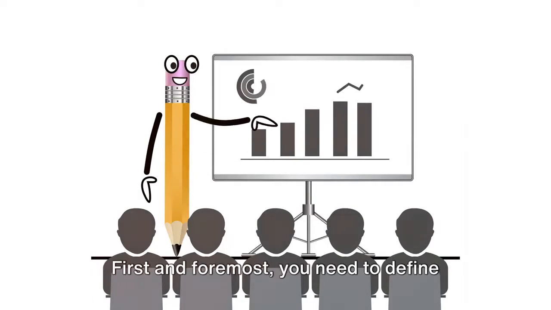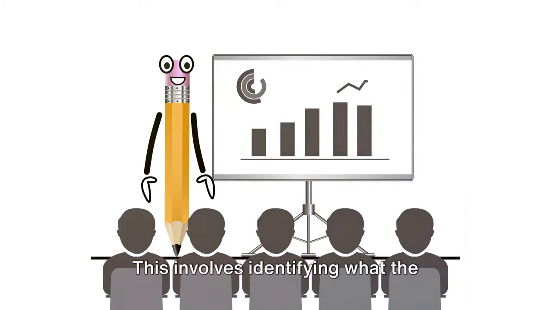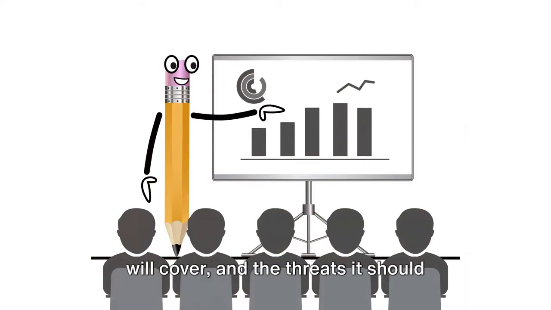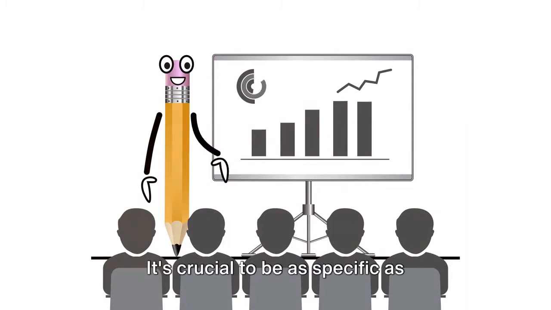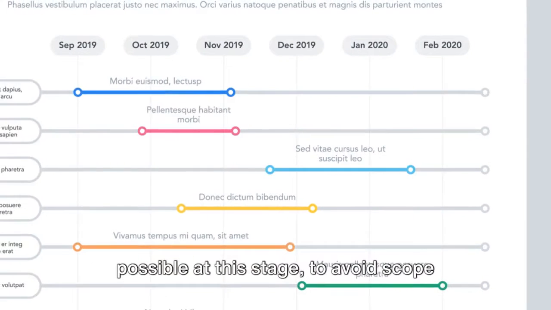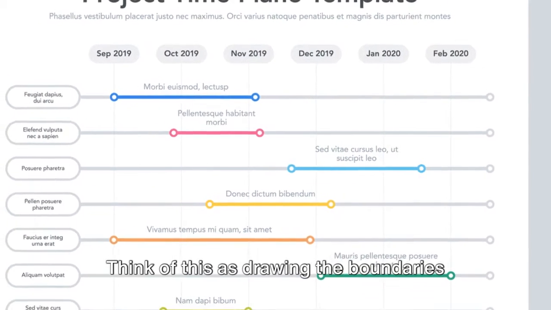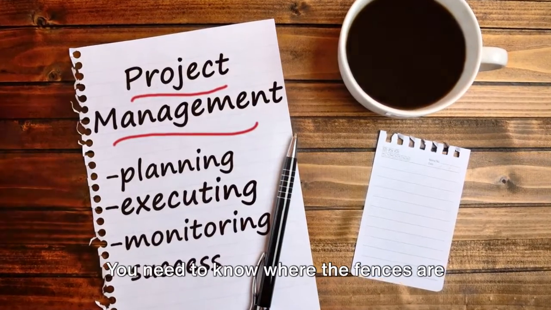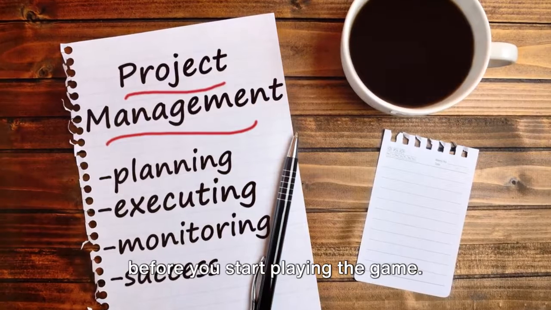Let's dive right in. First and foremost, you need to define the project scope. This involves identifying what the project is set to achieve, the systems it will cover, and the threats it should guard against. It's crucial to be as specific as possible at this stage to avoid scope creep later on. Think of this as drawing the boundaries of your project's playground. You need to know where the fences are before you start playing the game.